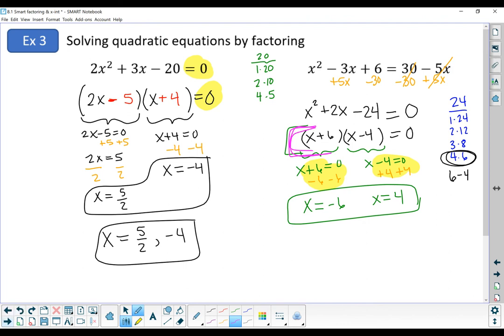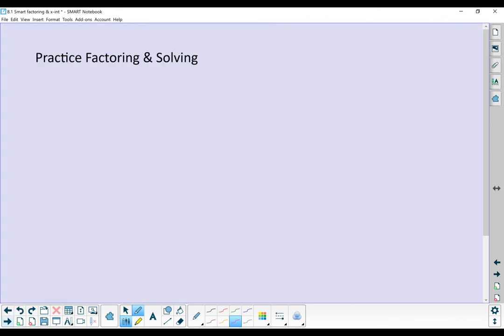All right, that is it for part 1. This part goes with the front side of the factoring practice 8.1 practice worksheet. So try that for a bit and then watch the second video if you missed class.